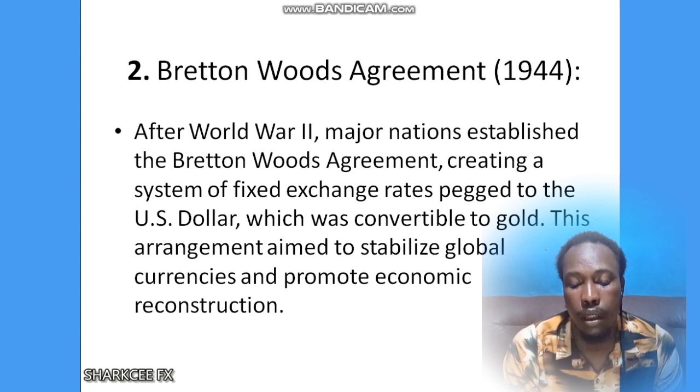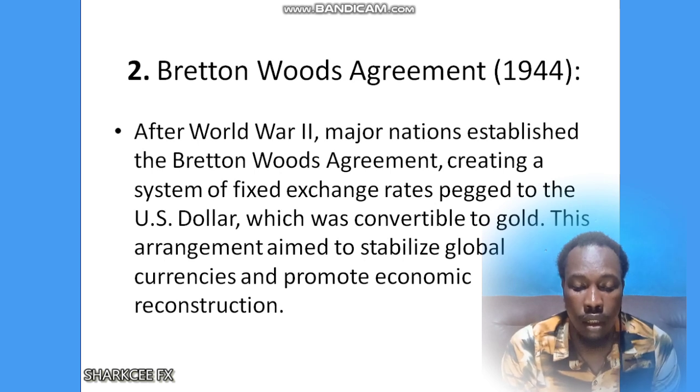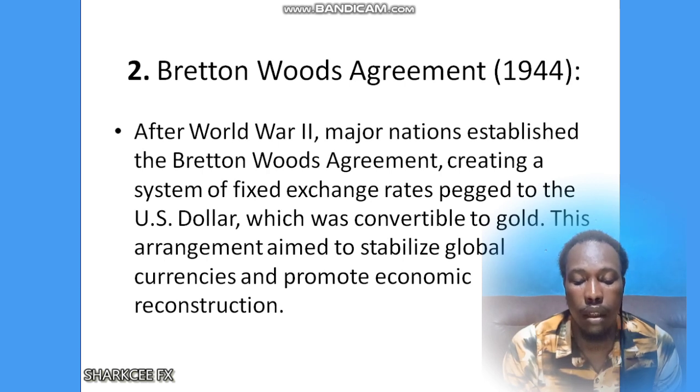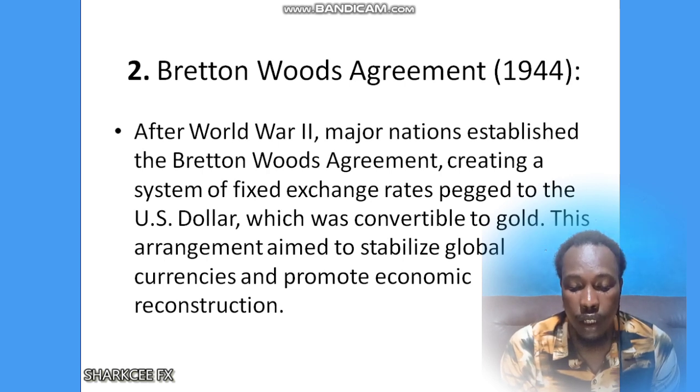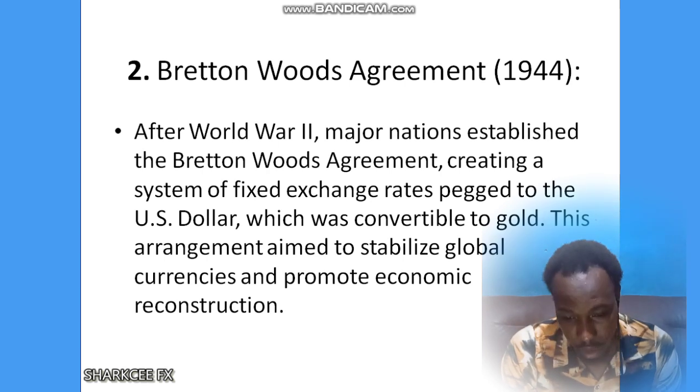Bretton Woods Agreement, 1944. After World War II ended, major nations established the Bretton Woods Agreement, creating a system of fixed exchange rates pegged to the US dollar, which was convertible to gold. This agreement aimed to stabilize global currencies and promote economic reconstruction.